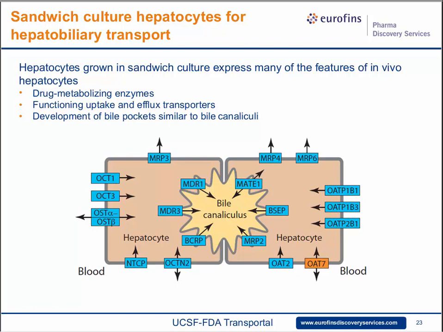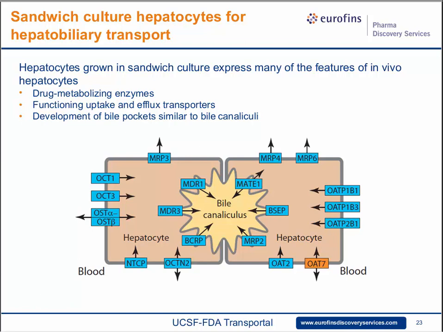A more complex cellular model, which does allow one to assess the interaction of multiple transporters and metabolic enzymes, particularly for hepatobiliary transport, is liver cells grown in sandwich culture. Hepatocytes which are grown in this fashion between layers of collagen develop morphology which is similar to in vivo hepatocytes, in that they express drug metabolizing enzymes, they have functional uptake and efflux transporters, and they also develop bile pockets which are similar to the bile canaliculi found in vivo. This model allows one to obtain a more complete picture of all the proteins involved in the disposition of a drug, including interactions of metabolic and transporter proteins.